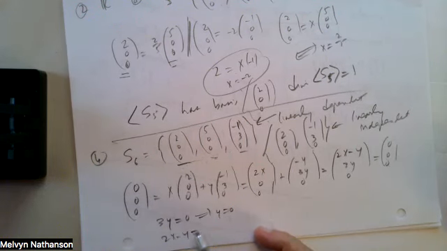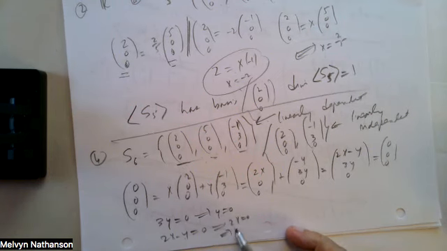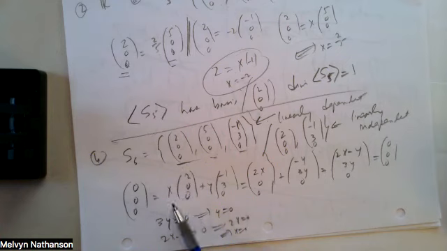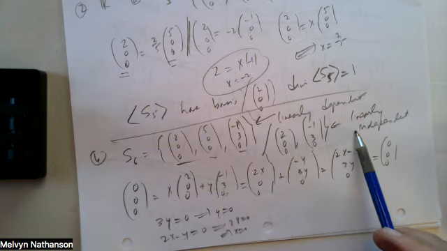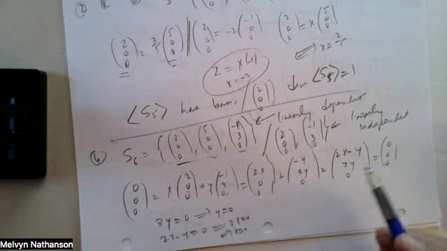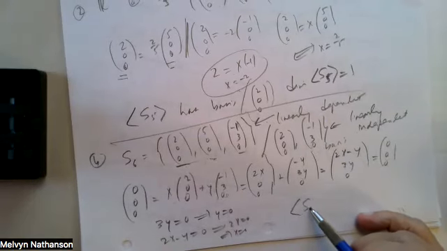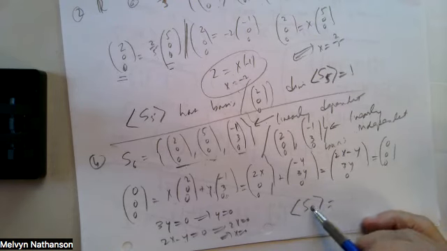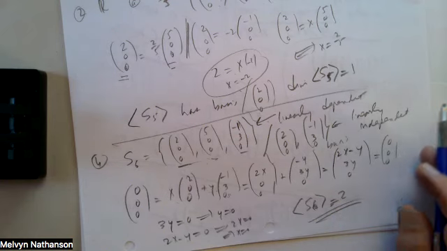And 2x minus y equals 0. But y is 0, so 2x equals 0. So x equals 0. So the only linear combination of these two vectors that produces the 0 vector occurs when both x and y are 0. So that means these two vectors must be linearly independent. So this is the largest linearly independent subset of this set. So this is the basis. And so the subspace generated by this set of three vectors is two-dimensional. It has a basis consisting of two vectors.